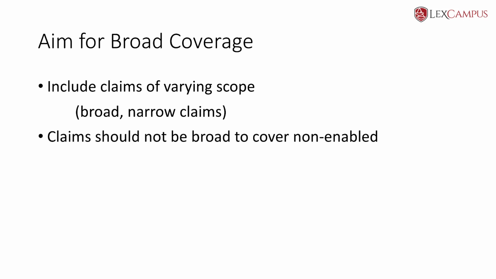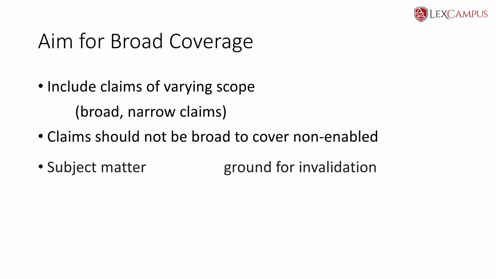Now, claims should not be broad enough to cover non-enabled matter. You have to enable a person skilled in the art to do the invention or to come up with the invention. So what you have not enabled, you will not be able to claim, because that could be an objection to your claim. So you can only claim the things which you have enabled. So you have to ensure that the claims are not too broad to claim things that you have not enabled in your specification.